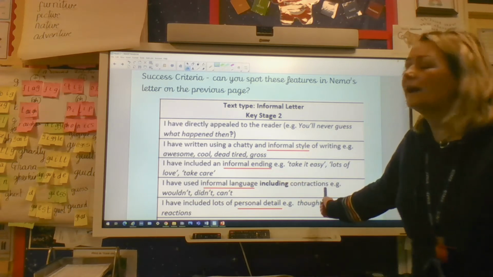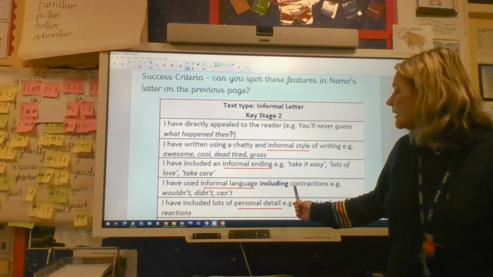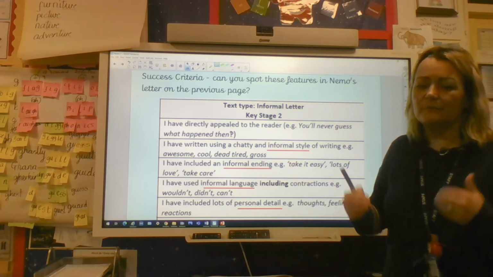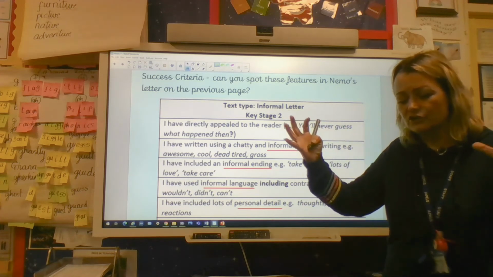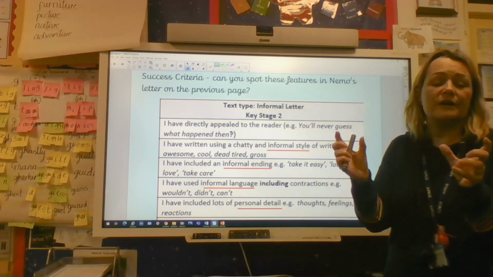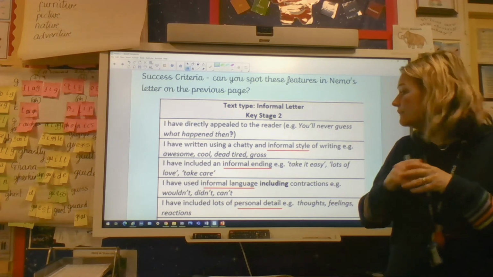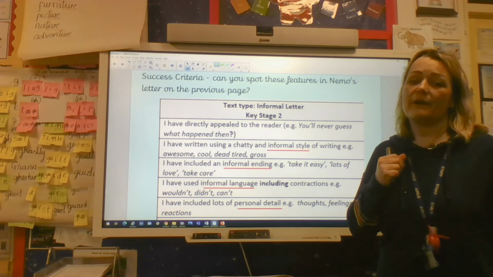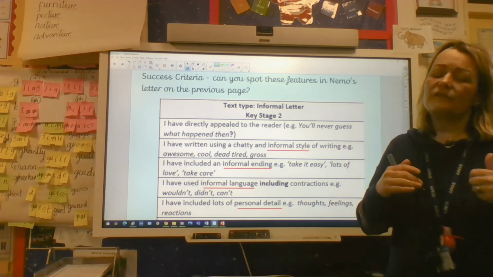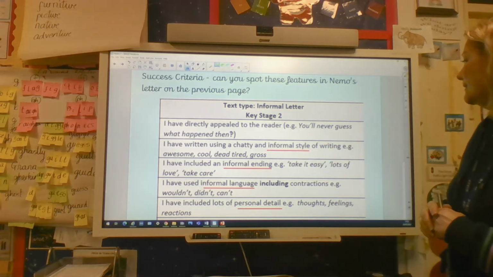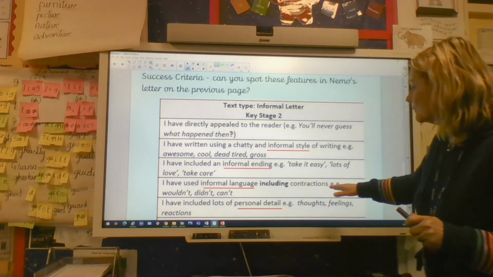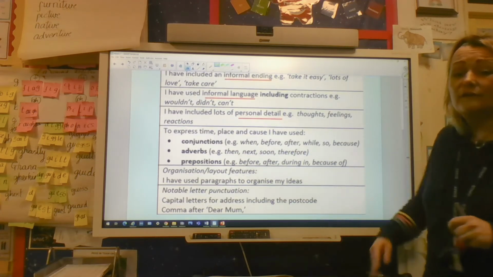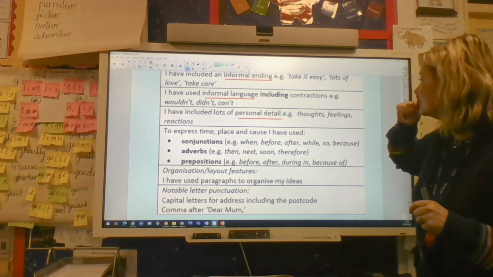And then we've got these contractions that you spent a bit of time on yesterday. So we're looking at wouldn't, didn't, can't. I explained to you yesterday that contractions are a shortened form of two words that are more formal. So instead of would not, I would not want to be going there, you might say I wouldn't. So that's a more informal way of saying it. Contractions are informal. And then lots of personal detail like thoughts and feelings and reactions. Can you see where they are in the letter?